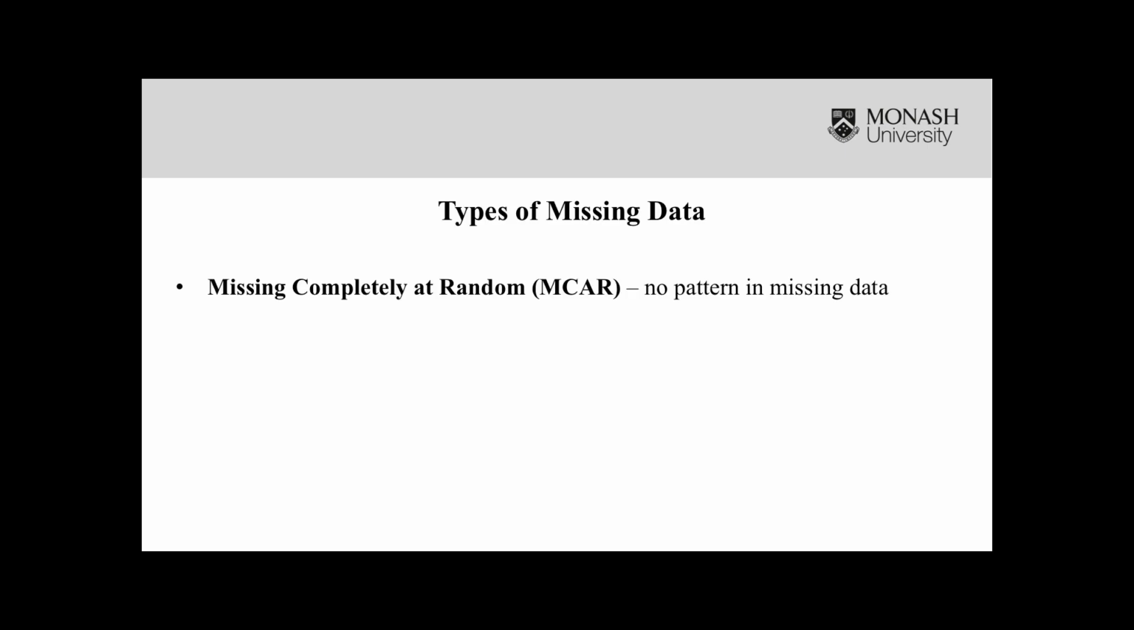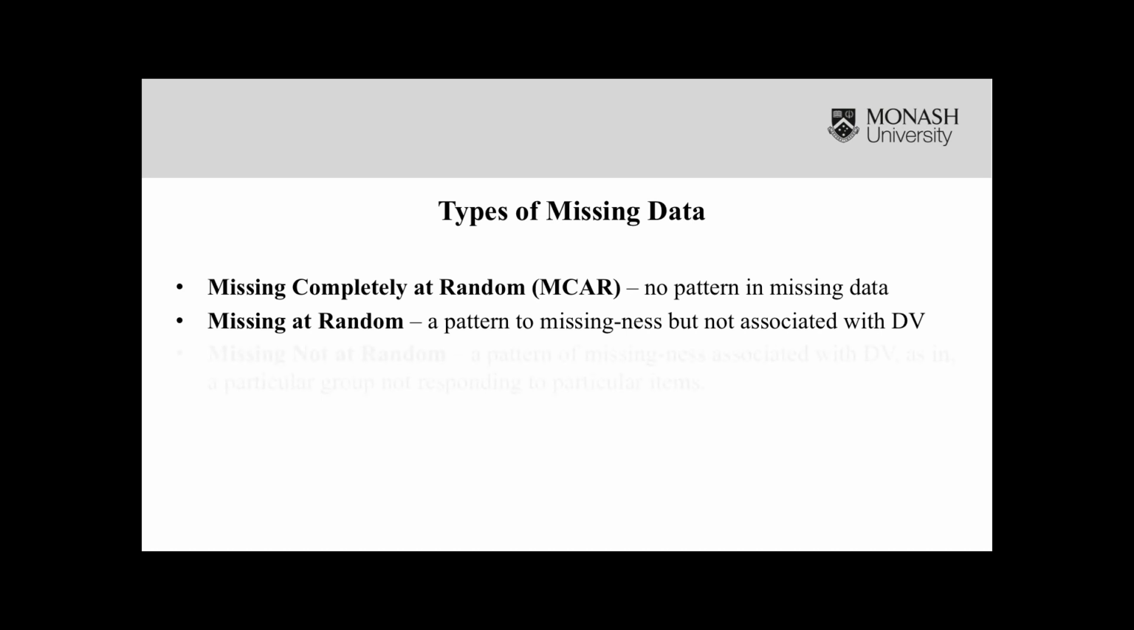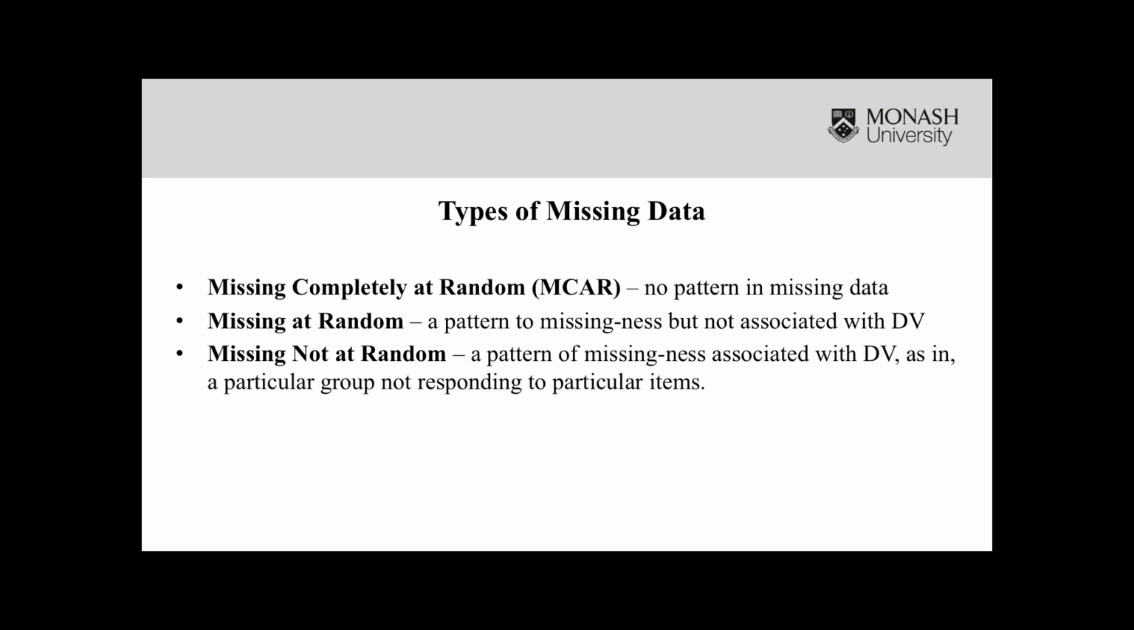When we have identified that we have missing data, we want to determine the type of the missing data itself, whether or not it's missing completely at random, in which there's no pattern in the missing data. If it's missing at random, in which there is a pattern to the missingness, but it's not associated with the dependent variable, or whether or not it is missing not at random, in which there's a pattern of missingness associated with the dependent variable, as in a particular group not responding to particular items. This is what we hope to not find within our data set.